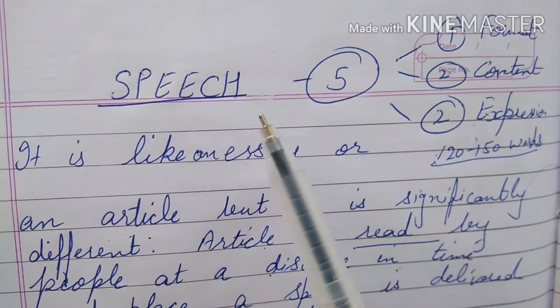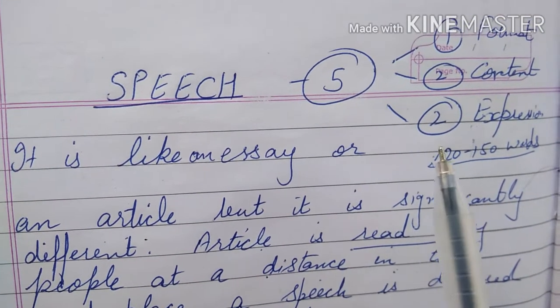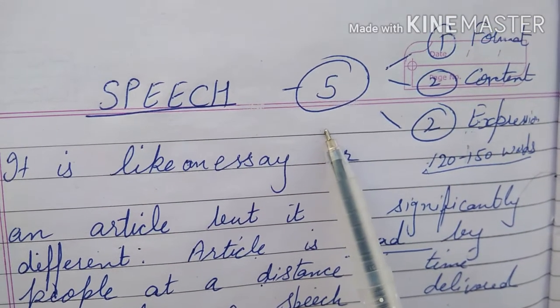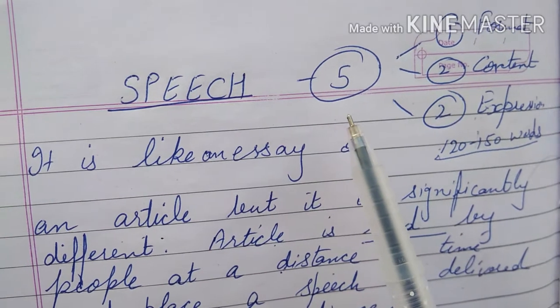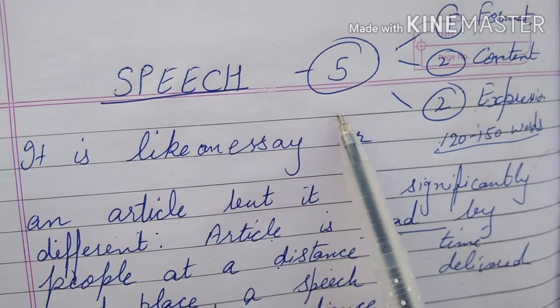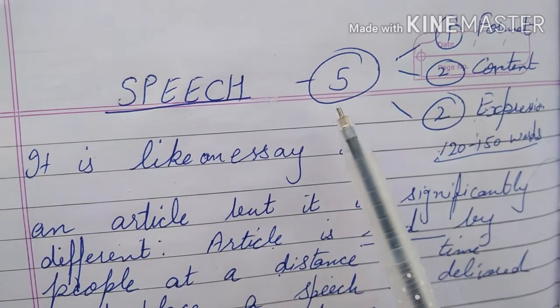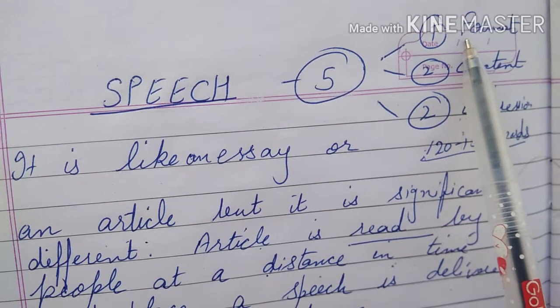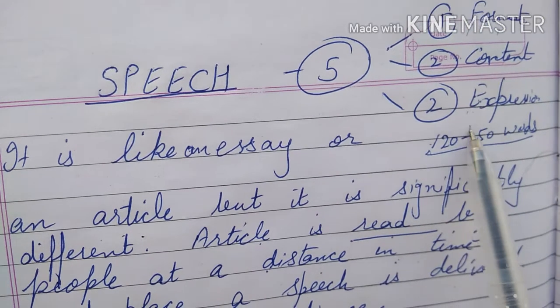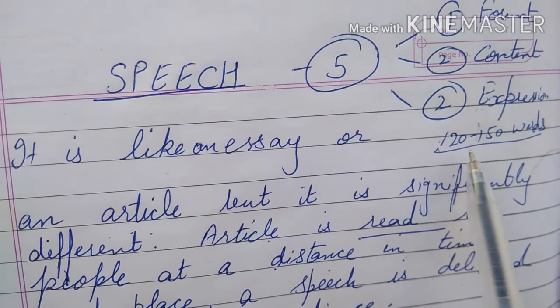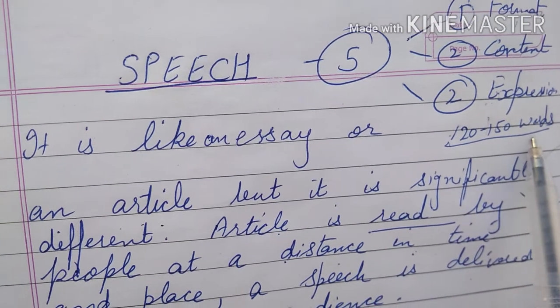This question comes under the long writing compositions, and this time this question is of 5 marks. Earlier, this was a 10 marks question. So, let's see the division. This time, this question comes in 5 marks, and 1 mark is given for your format, 2 for your content, and 3 for your expression. And the word limit is also reduced. Now it's 120 to 150 words.